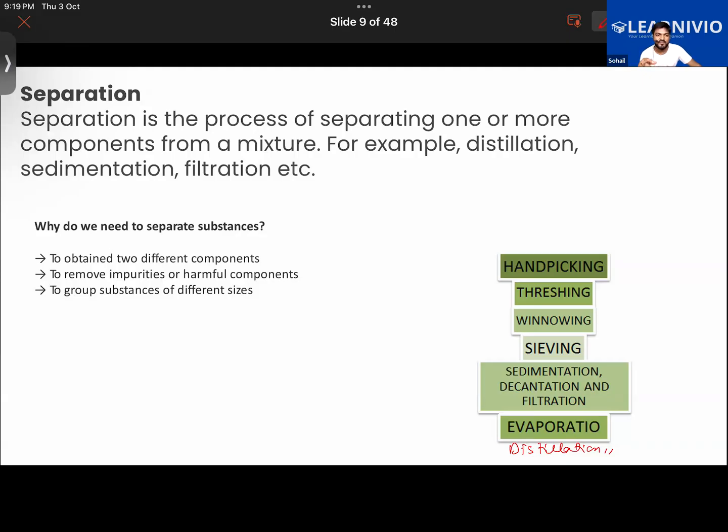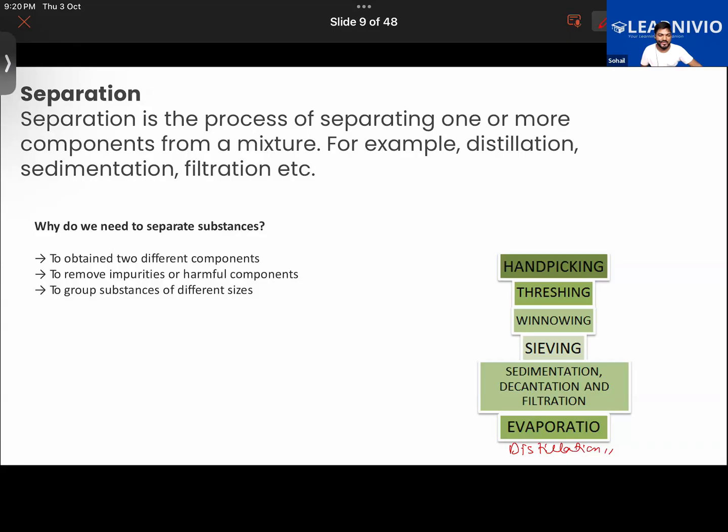Or say you have a mixture of different things that vary in size. So you can group those things given in the mixture as per their size. That is one thing. Later on, you can say that to organize the place, to make it look neat and clean, etc. So these are the reasons why separation is done.